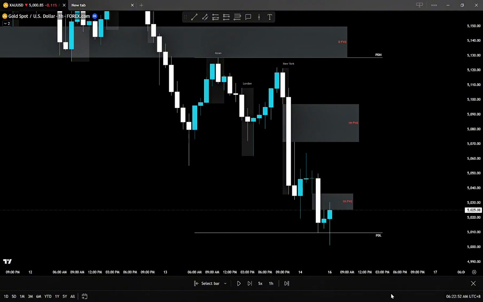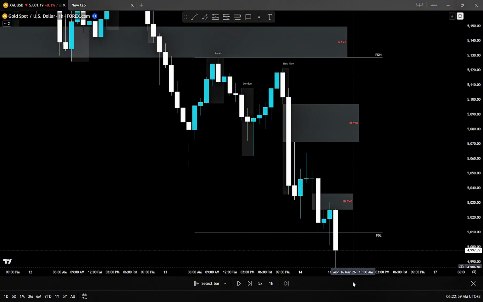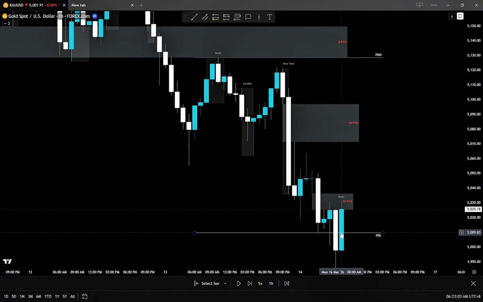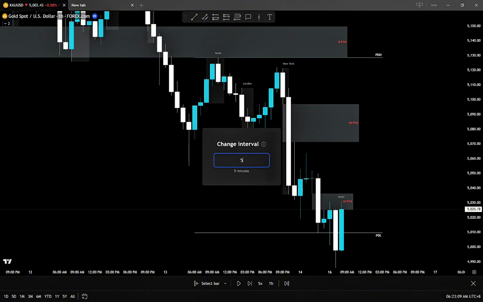Price tapped into the 1-hour bearish fair value gap, but since it's outside of trading hours, we'll ignore this move for now. And now, price returns to the 1-hour fair value gap, this time within our trading hours, so this is where we start paying attention for a potential setup.